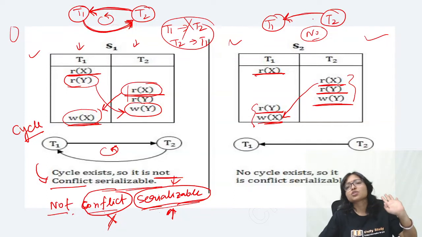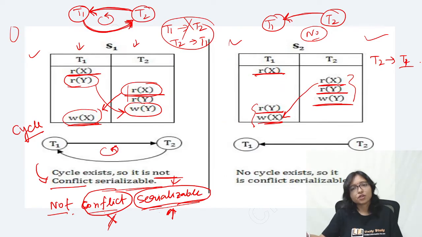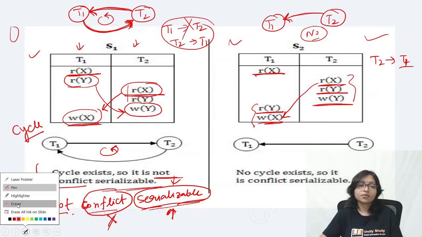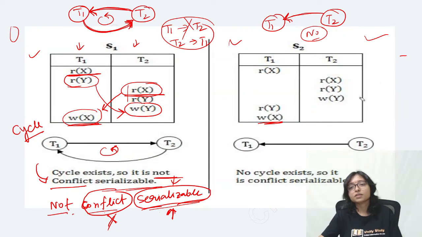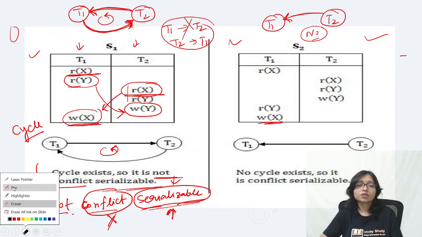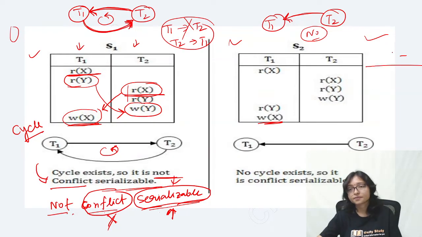T1 will give a chance to T2. Okay, first you do your work, then I will complete my work. It's okay. T2 will complete the work, then T1 will complete the work, and I will be able to make it serial. How will I make it serial? See that. How is it possible to make it serial? It will be possible like this way.